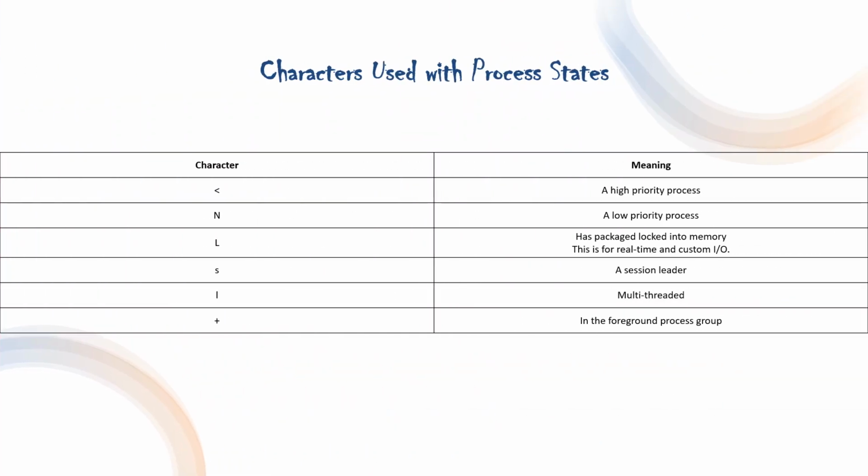Characters used with process states. The less than symbol, <, is a high priority process. Big N, N, is a low priority process. Big L, L, has pages locked into memory. This is for real-time and custom I/O. Small s, s, is a session leader. Small l, l, is multi-threaded. The plus sign, +, is in the foreground process group.